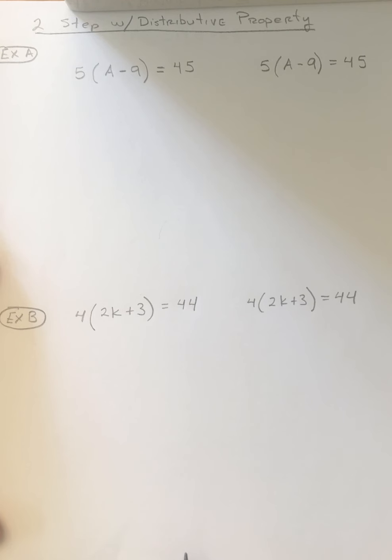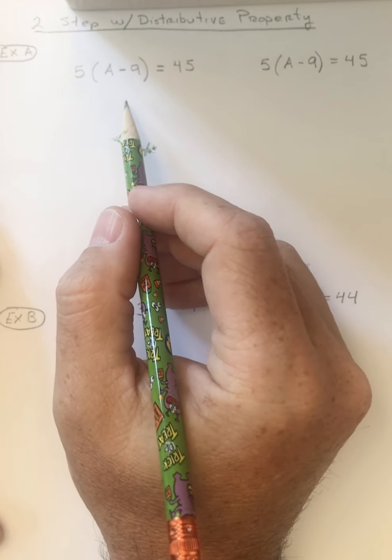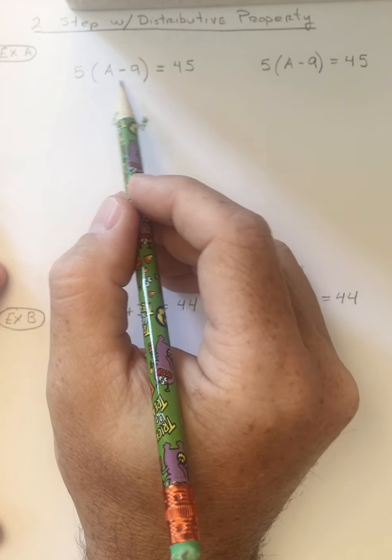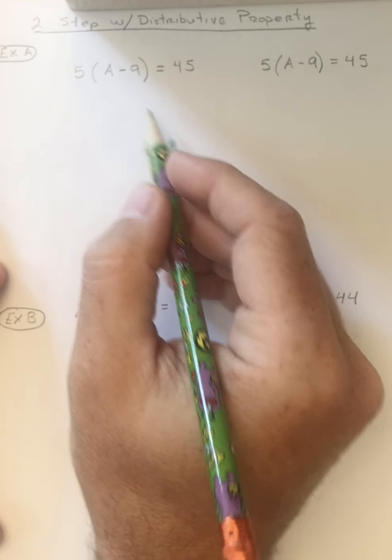Today we are going to do a little review of two-step equations with the distributive property. All right, I'm going to do a couple problems. I'm going to do them two ways just to give you some options. All right, so this first example, we have 5 times the quantity a minus 9 equals 45.